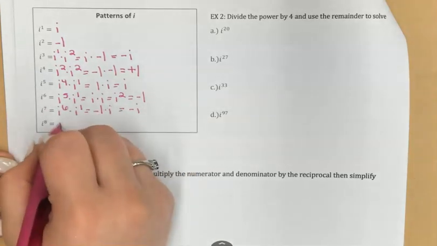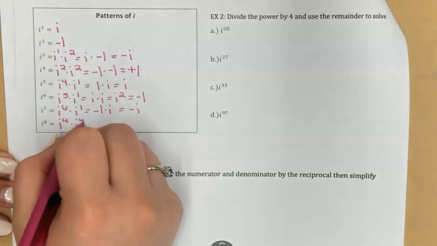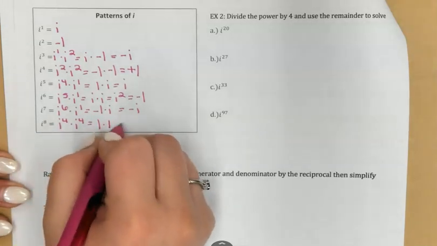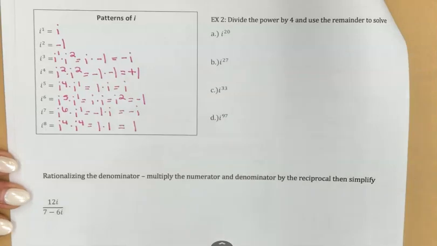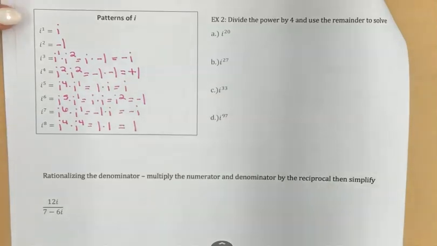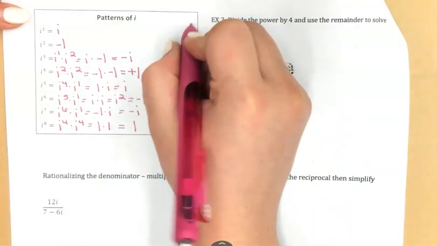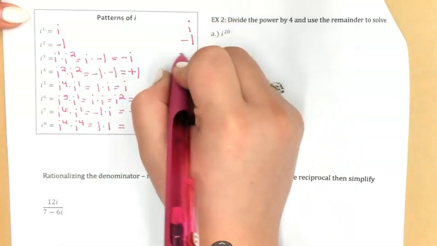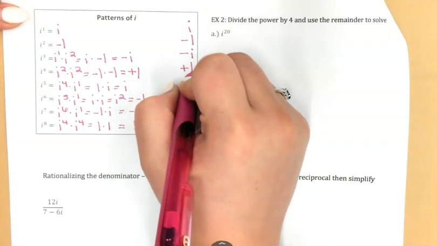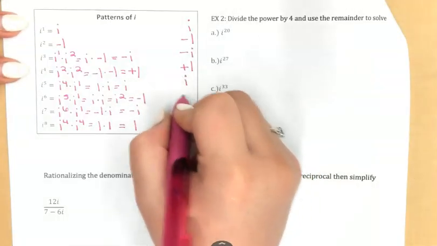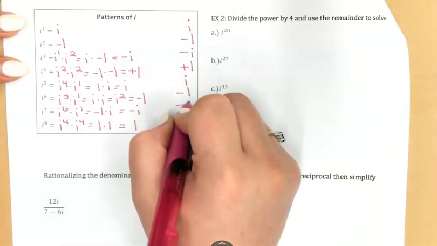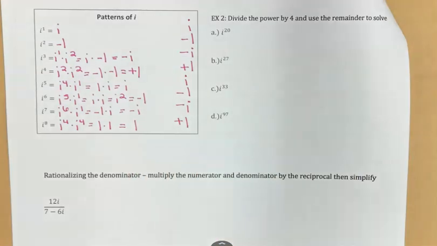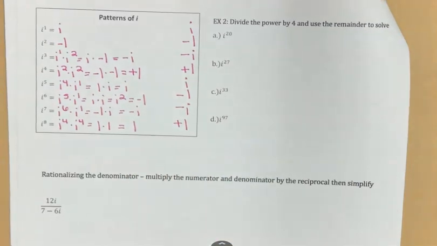i to the 8th, that could be like i to the 4th times i to the 4th, which is 1 times 1, 1. So if we look back at what we have here, we can see a pattern. I've got i, -1, -i, +1. i, -1, -i, +1. This cycle is going to keep repeating for every multiple of 4.